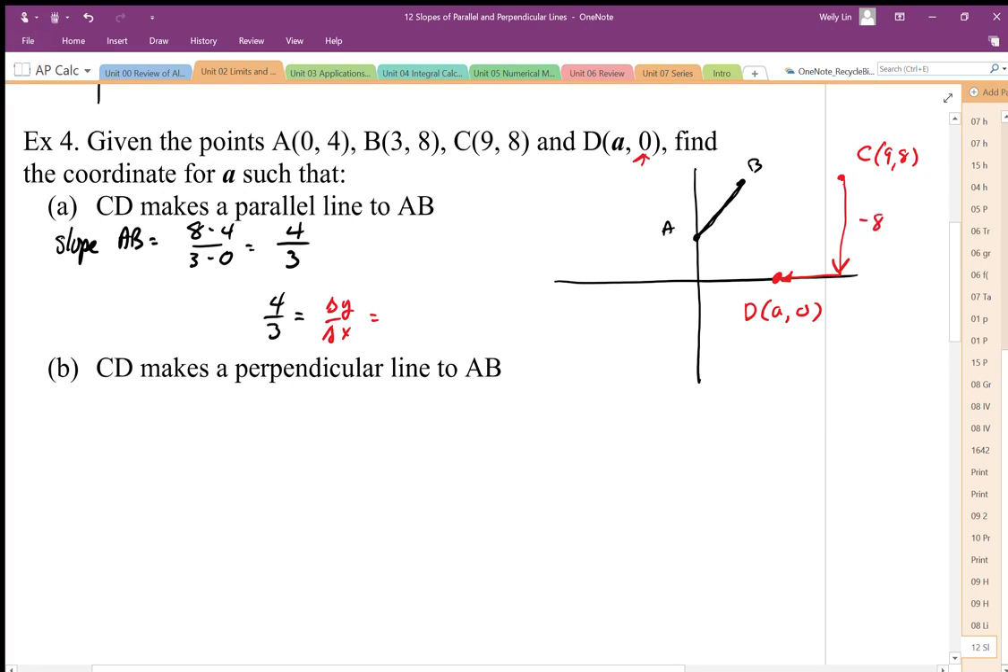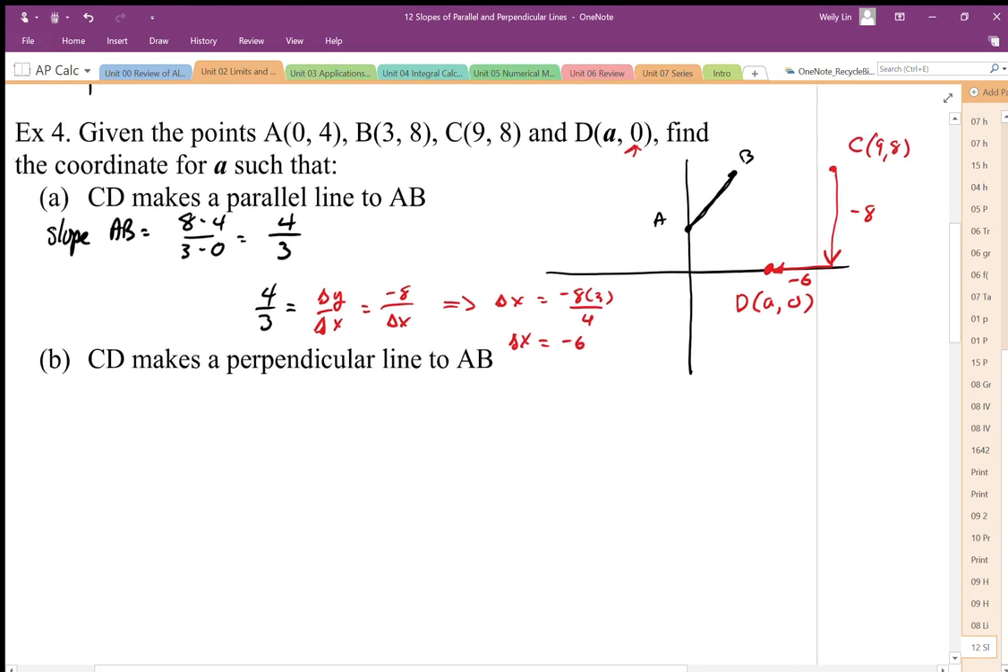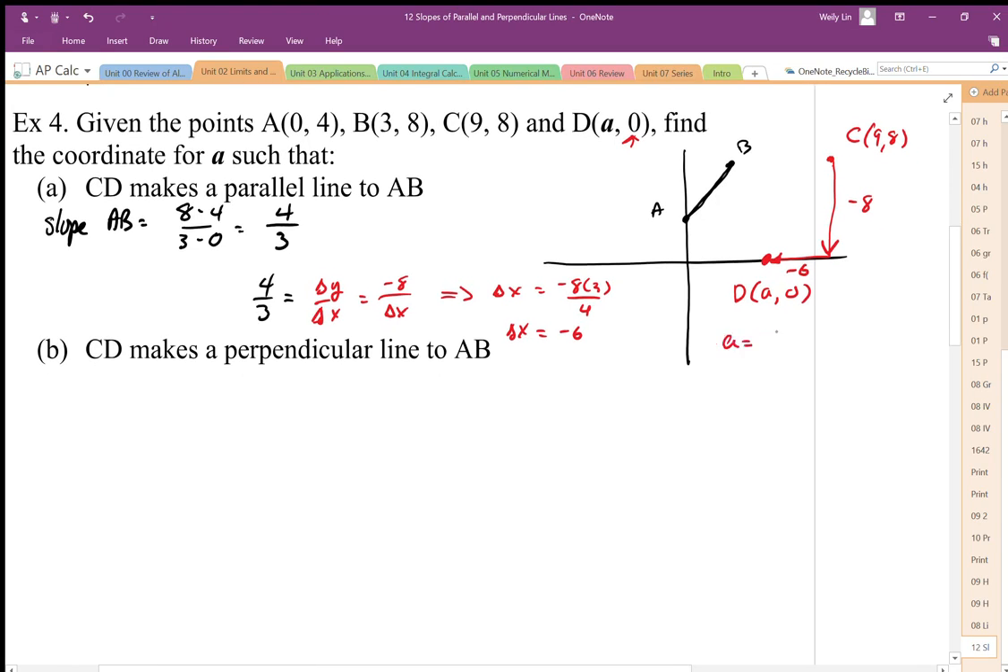So I'm going to say minus 8, and I need to know my ratio change of x. And I can solve for that algebraically. Just cross multiply that. I end up with change in x equal to negative 8 times 3 divided by 4. And that gives me my change in x is negative 6. So this ends up being negative 6 going across. Well, that would make the position equal to, I start at 9, and I'm going to minus 6. That's going to be equal to 3.